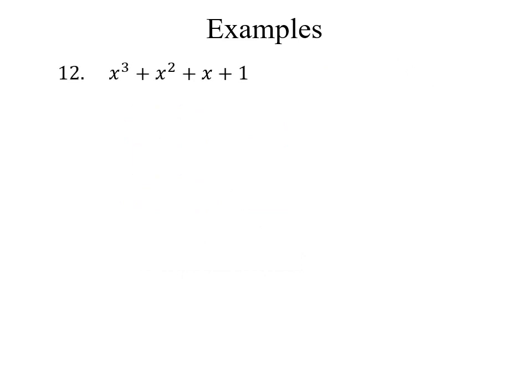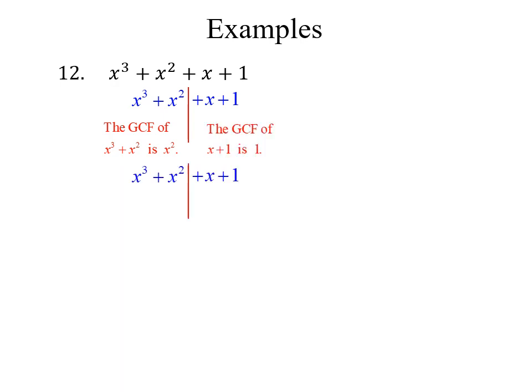Another example where we need to factor by grouping. So we divided the 4 terms into 2 groups. From the right-hand side, the greatest common factor is x squared. From the left-hand side is 1. These two terms are the same.